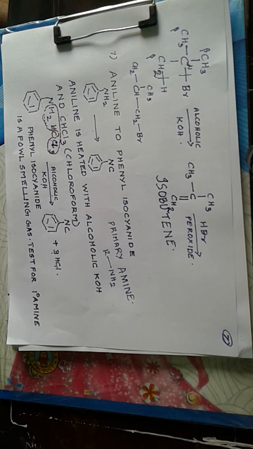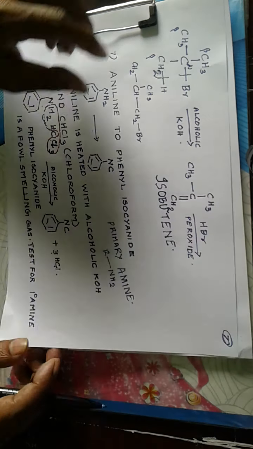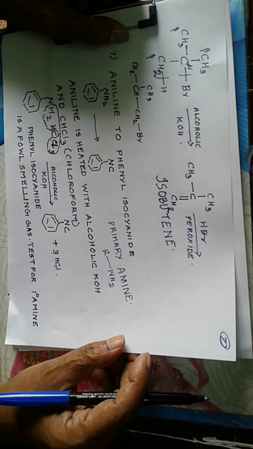So it is a test for primary amine, and again we can use it as a test for chloroform. If a suspected liquid is chloroform, then you take a few drops of the liquid and add it to a primary amine, add alcoholic KOH and heat, then we get a foul smelling gas. If you get a foul smelling gas, then we can say that the given compound is chloroform. So this reaction is used both as a test for primary amine as well as chloroform.